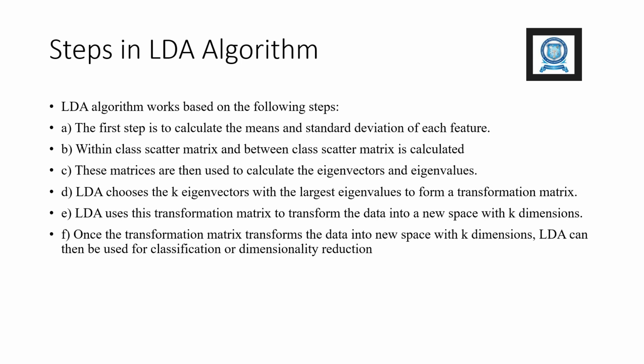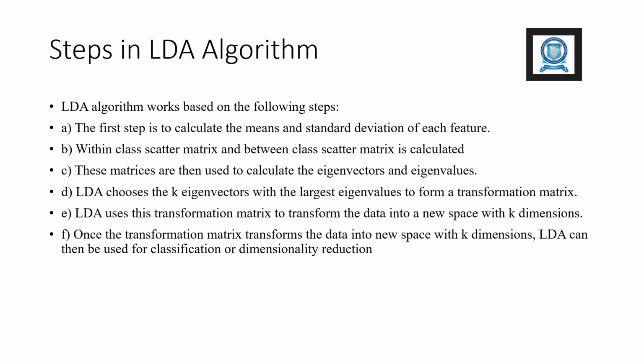Steps in the LDA algorithm. The LDA algorithm works based on the following steps. The first step is to calculate the means and standard deviation of each feature. The within-class scatter matrix and between-class scatter matrix are then calculated. These matrices are then used to calculate the eigenvectors and eigenvalues.